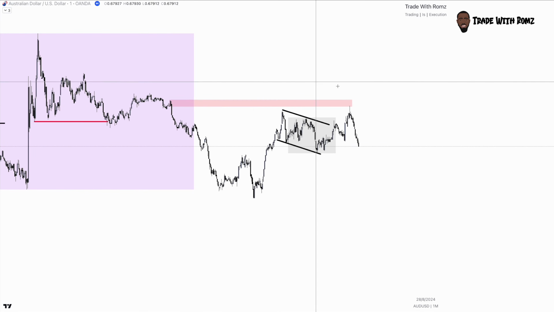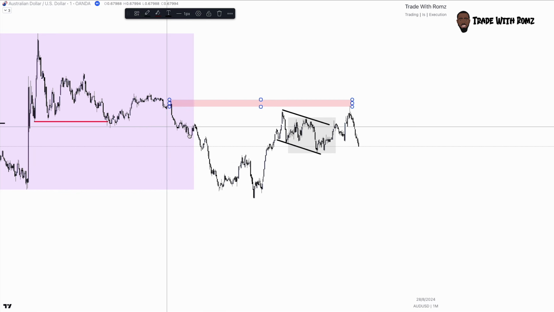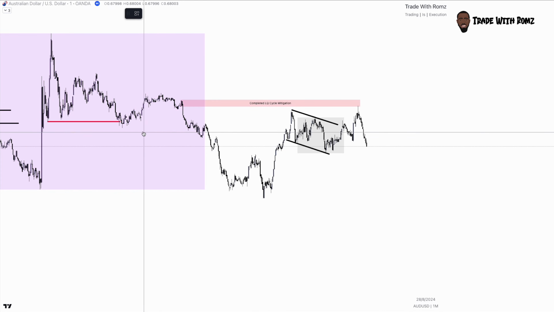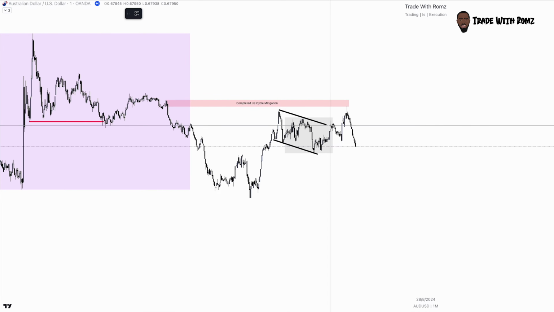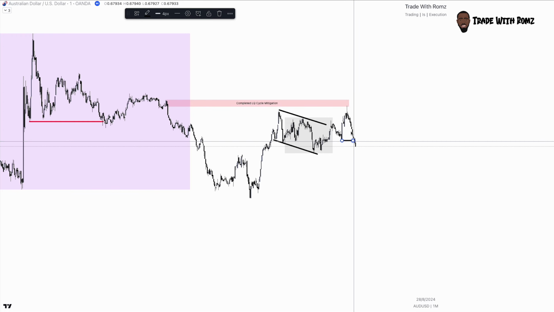And I call this complete liquidity cycle mitigation. Again, this is also in line with Asia midline, which is another confluence. I'm not entered it at this point, but then after we had the mitigation, we had a relative breaker structure.